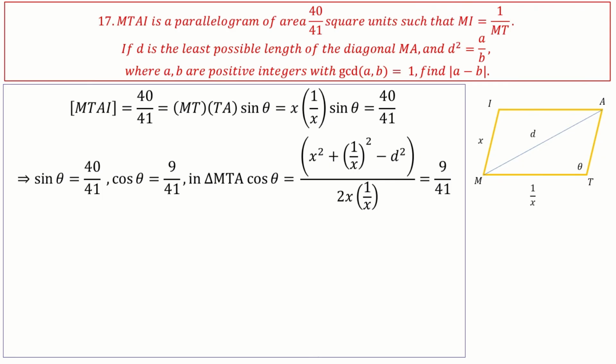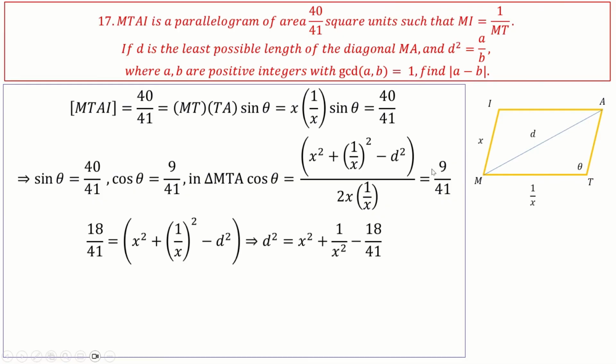Then in triangle MTA, you apply the cos theta rule, which is nothing but a square plus b square minus c square by 2ab, which is x square plus 1 by x square minus d square divided by 2 times x times 1 by x, which is equal to 9 by 41, because cos theta is 9 by 41, we already know. Now if I simplify this, x and 1 by x cancel here, correct? So the 2 will go to the other side, it becomes 18 by 41 equal to x square plus 1 by x square minus d square. So my d square is nothing but x square plus 1 by x square minus 18 by 41.